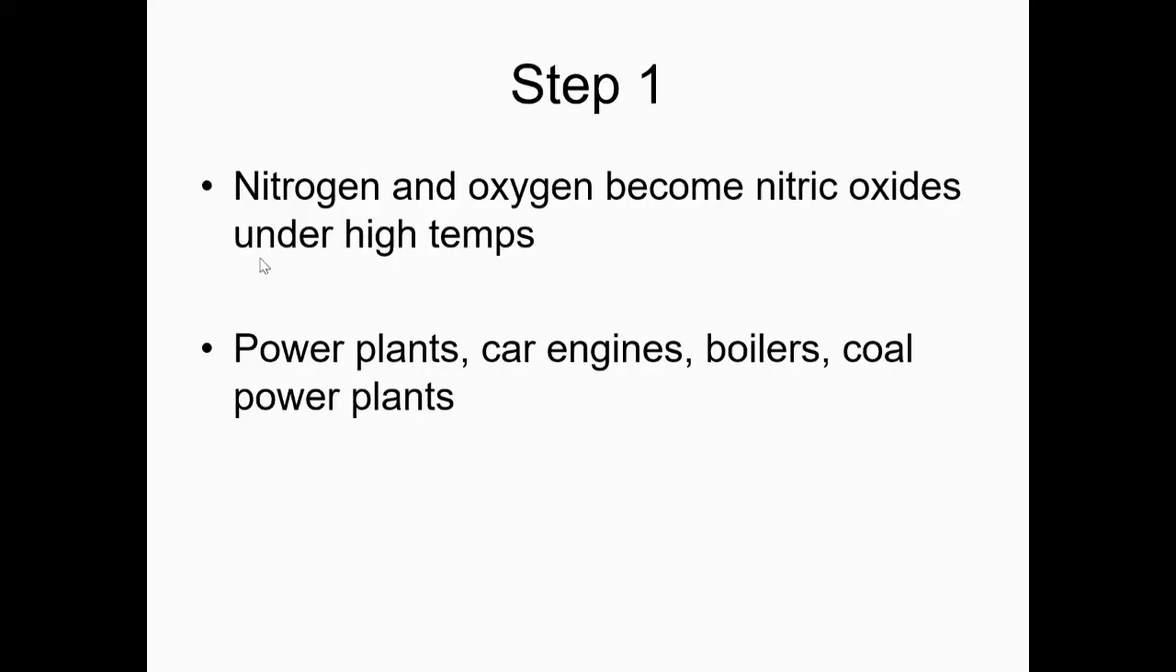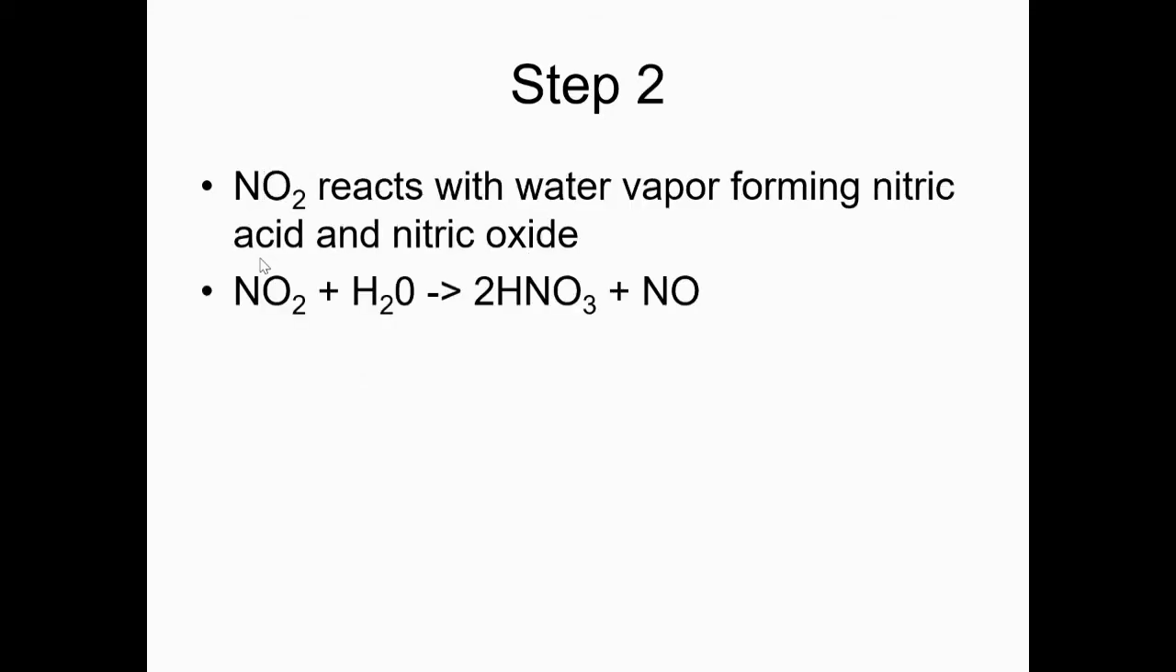So the key for the exam is you have to know the inputs. There's only two inputs humans have: hot car engines and VOCs. Those are the only inputs. So the first step is a hot car engine will combine nitrogen and oxygen to become nitric oxides under high temperatures. This is done primarily with car engines. Electric cars, by the way, don't have as hot of an engine, which is one reason why a lot of places are encouraging switching to electric cars.